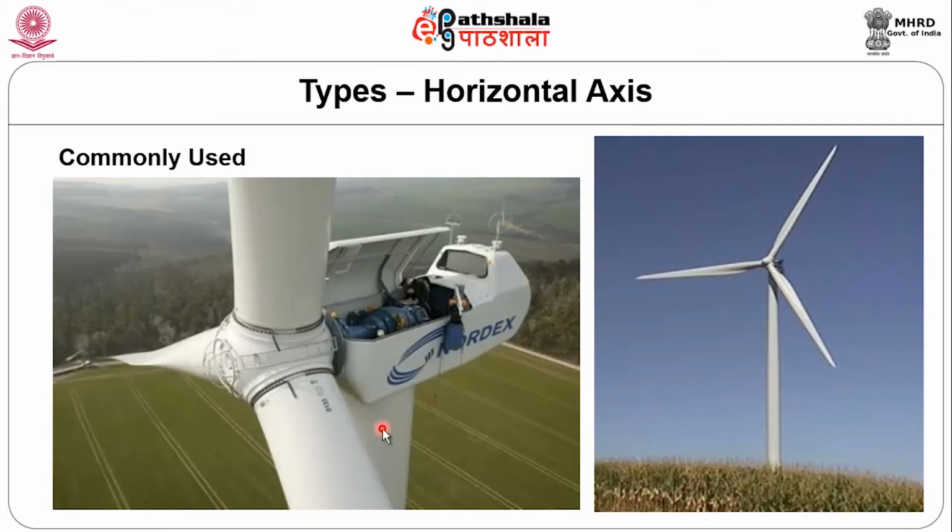And apart from it, this is about the horizontal axis wind turbine, and it is commonly used. It is commercially acceptable, a well-mature technology, and it has a lot of features over the vertical axis wind turbine, and it has 3 blades. Of course, initially it had 1 blade, 2 blades, 3 blades, multi blades, but now it is optimized to a 3-blade turbine for the horizontal axis wind turbine.